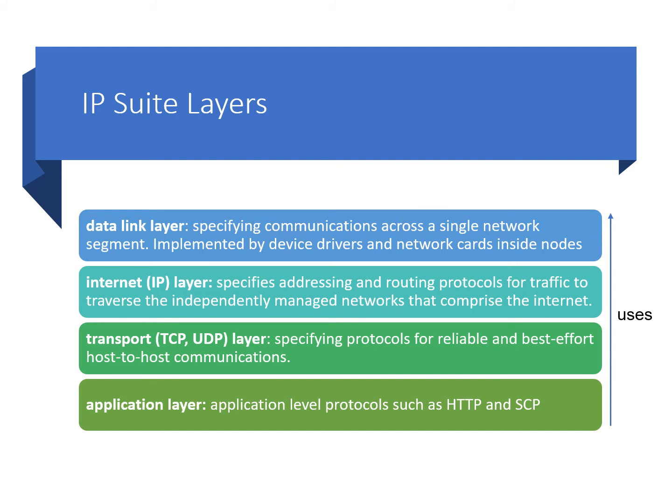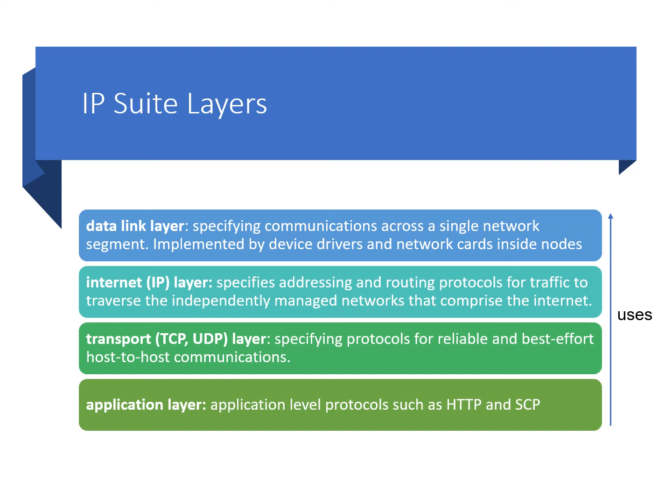The data link layer specifies communication methods for data that crosses a single network segment. This is implemented by the software that runs on the device drivers and network cards that live inside of our devices. It's very low-level, hardware-oriented. The Internet layer specifies addressing and routing protocols that make it possible for traffic to traverse the independently managed and controlled networks that comprise the Internet. So this is the IP protocol in the Internet Protocol Suite.